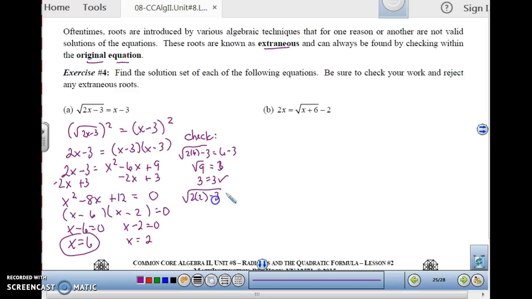The square root of 2 times 2 minus 3 is equal to 2 minus 3. The square root of 2 times 2 is 4, minus 3 is 1, is equal to 2 minus 3, which is negative 1. The square root of 1 is 1, equals negative 1. Is that always true? Not always. So this one is extraneous. That one is the extraneous solution, and we would have to reject this one. So x equals 2 does not work.